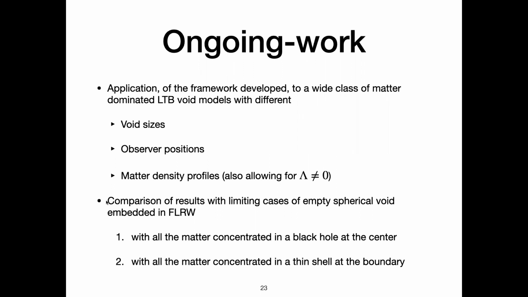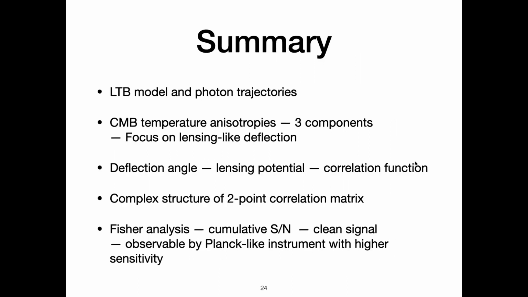And also there is a comparison of results with limiting cases of empty spherical voids embedded in the flat FLRW regions. So similar kinds of voids, but for example, here all the matter was almost accumulated at the edge of the void. So we can compare with different models where all the matter is concentrated at the center of the void, which is basically a black hole, the Schwarzschild model. So this is still going on, and we can move on to the conclusions or summary of the talk.